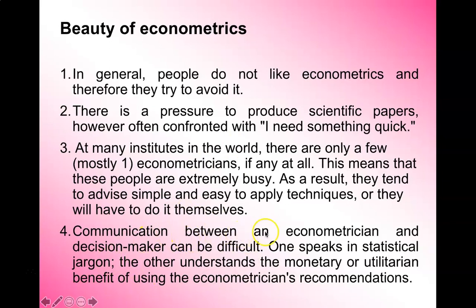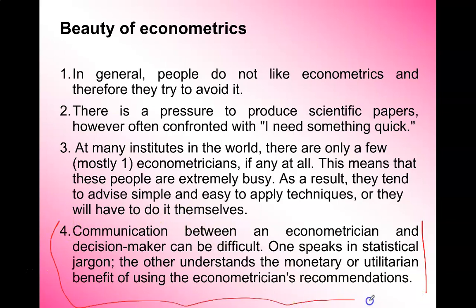Like number 4 here, the communication between econometricians and decision makers can be difficult. One speaks statistical jargon: it talks about significance, reject the null, and so on. The other asks, so what does this number mean? So our function in this class, yes, we are going to explore a little bit of econometrics, and we want this to be useful not only in policy making, but in practicality, in terms of daily life application, and also related to us.